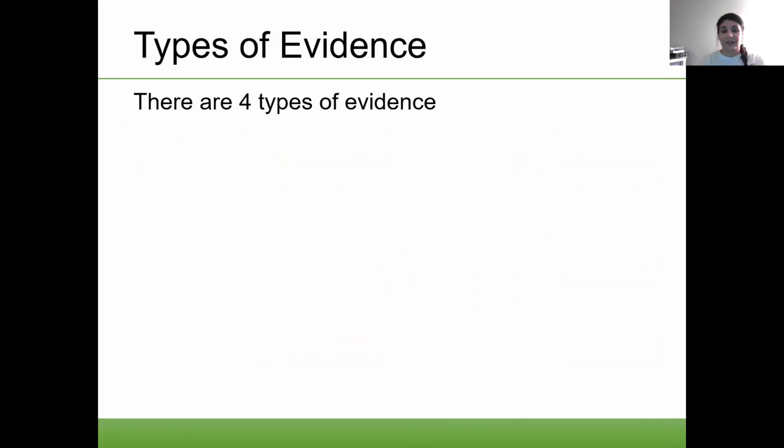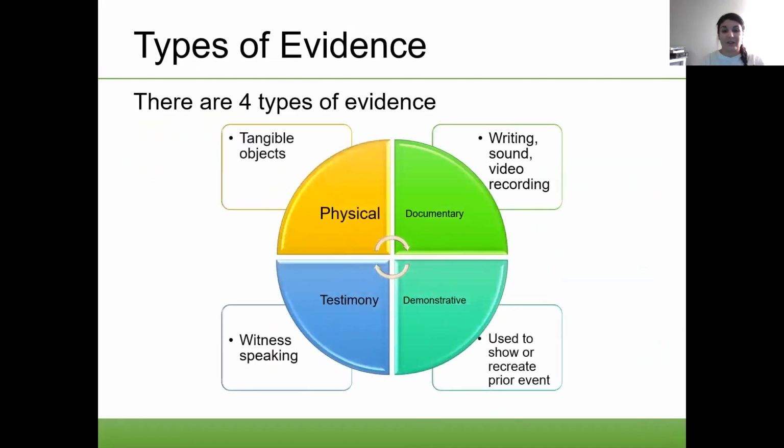Different types of evidence. There are 4 types of evidence. Physical, which are tangible objects. Documentary, which are writing, sound, video recordings. Testimony, a witness speaking. And demonstrative, which are used to show or recreate prior events. We'll go into detail of each one.